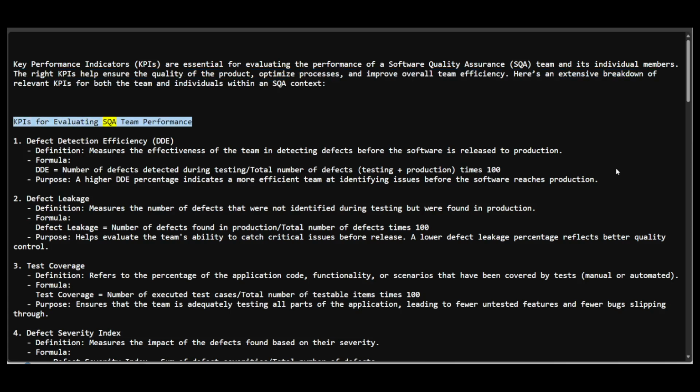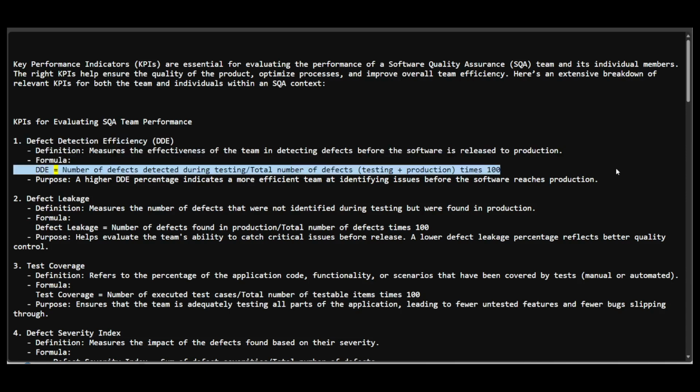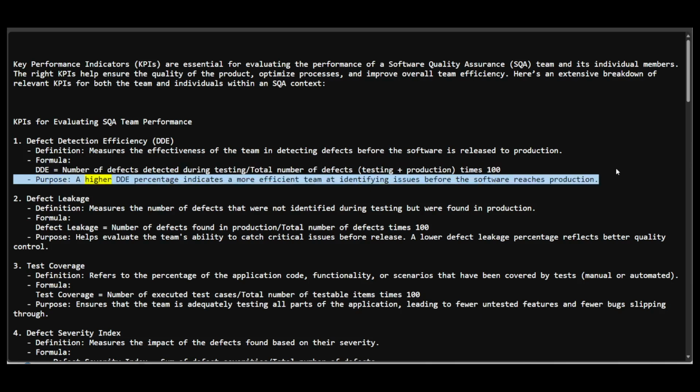KPIs for evaluating SQA team performance. 1. Defect detection efficiency, DDE. Definition: measures the effectiveness of the team in detecting defects before the software is released to production. Formula: DDE equals number of defects detected during testing / total number of defects, testing plus production, times 100. Purpose: a higher DDE percentage indicates a more efficient team at identifying issues before the software reaches production.